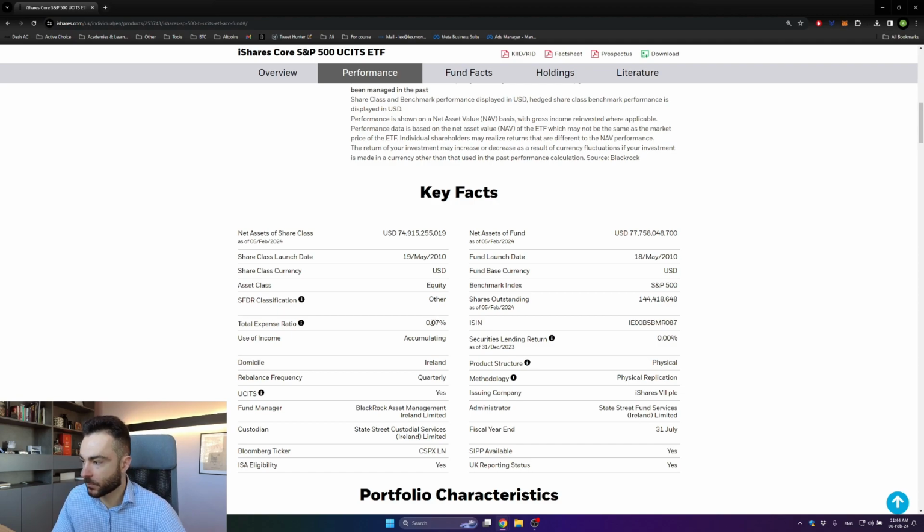The type of fund, accumulating versus distributing. This basically means, is the fund paying out dividends? If it is, it means it's distributing. If it's retaining and reinvesting dividends, it means it is accumulating. In this case, this one is not paying anything, it's reinvesting everything automatically.